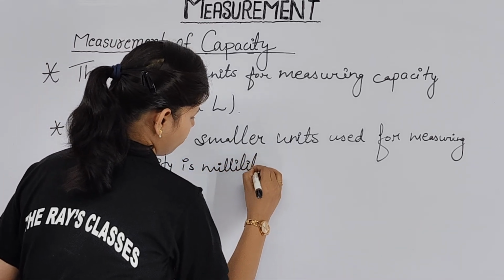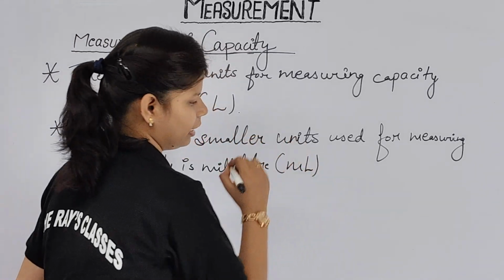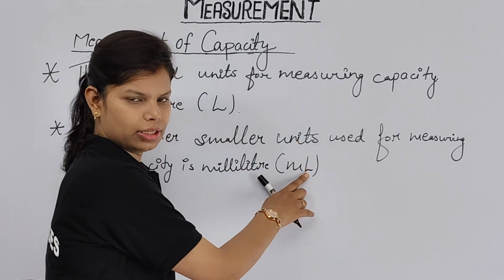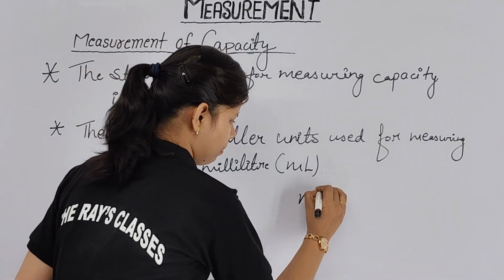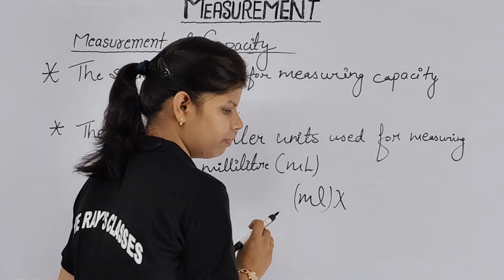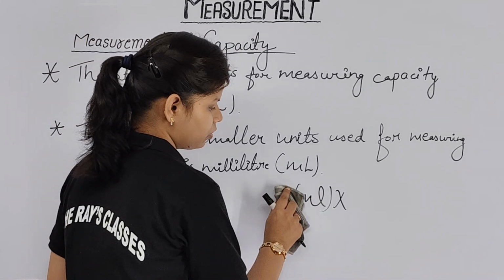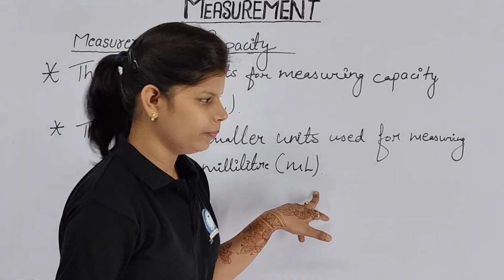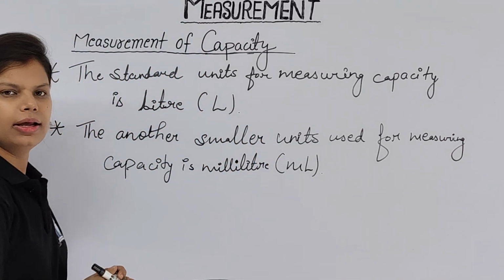First is your liter, another one is your milliliter. In short form it can be written as m and L. Children, please make sure m is small and L is capital. This is the perfect way to represent it. Most of the time people write it as ml. Clear? But is it correct? As per the standard it should be written as small m and capital L. So these are the two important points: first is liter and second is milliliter.